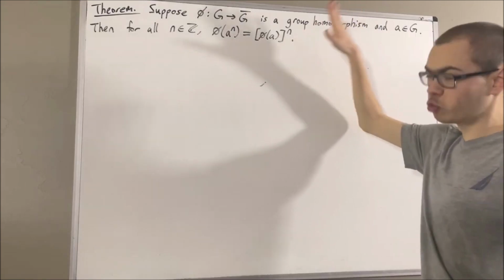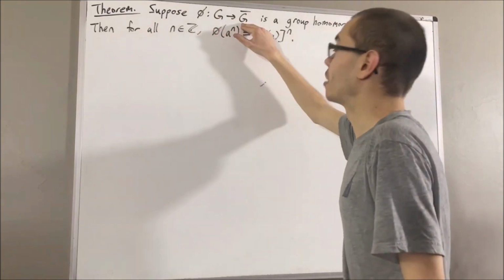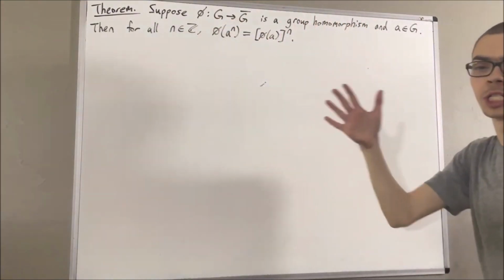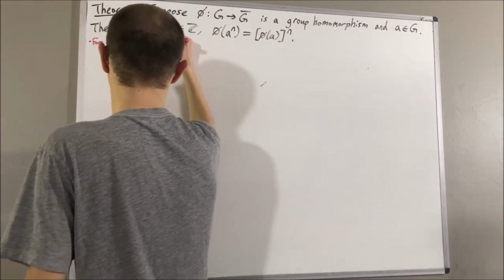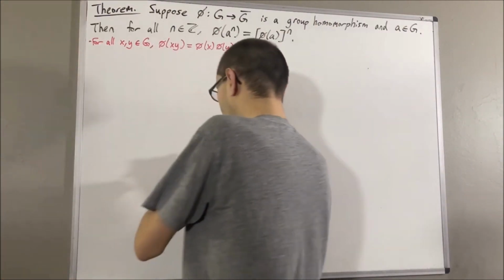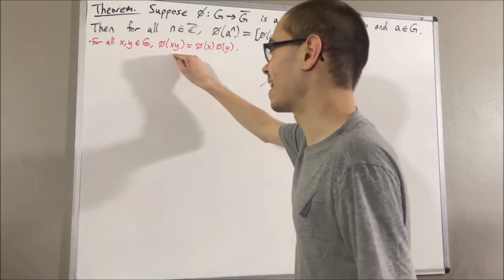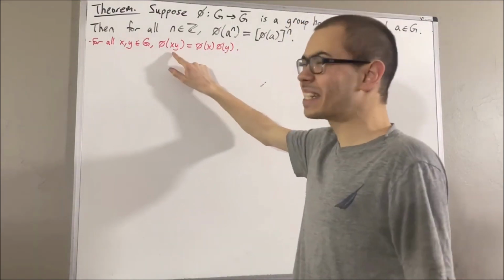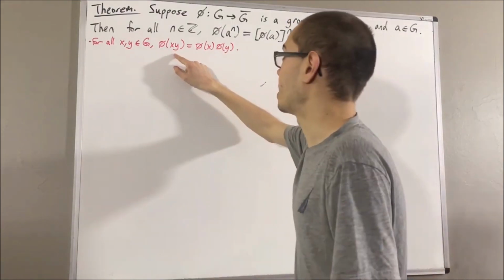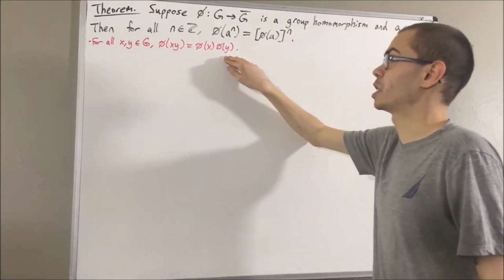Now, a group homomorphism is a function from one group to another that preserves the group operation. In other words, we have, for all elements x and y in G, phi of x times y is equal to phi of x times phi of y, where x times y is the operation happening in G, and phi of x times phi of y is the operation happening in G bar.